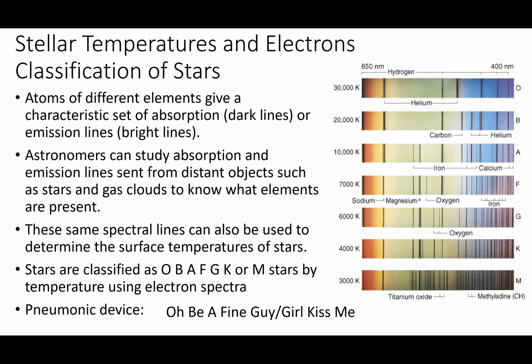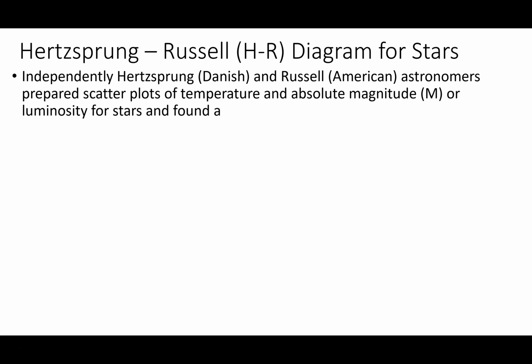And there's a mnemonic device for everything, including the order of hottest to coolest star types. It goes: O, B, a fine guy or girl, kiss me. So O, B, A, F, G, K, M. All right.